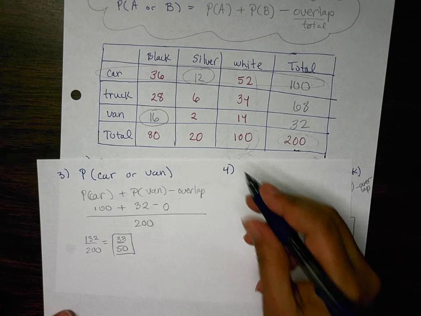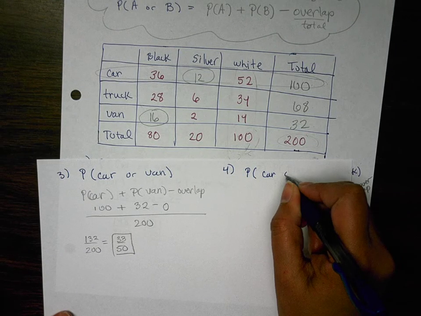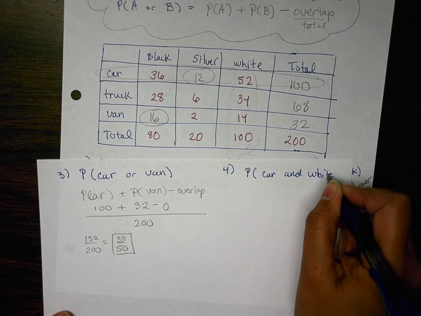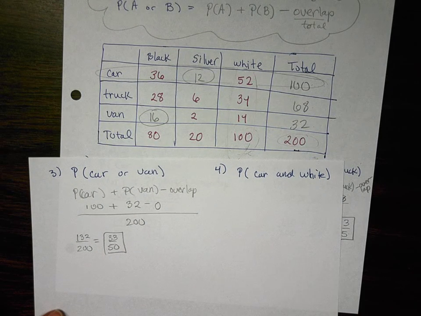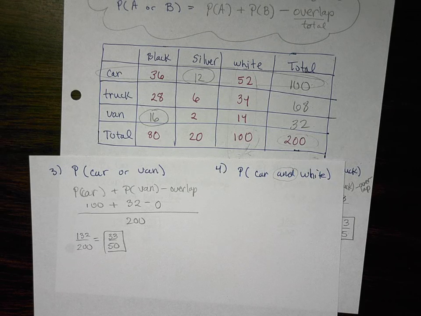What's the probability it is a car and white? I believe I asked about that one earlier. Car. Now we're using the word "and." What are we looking for? The overlap. Them happening together. What's the probability it is a car that is white?